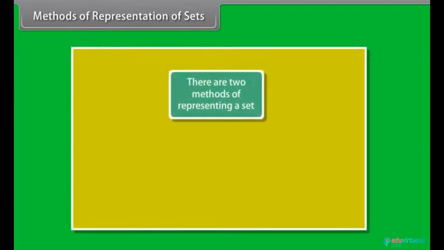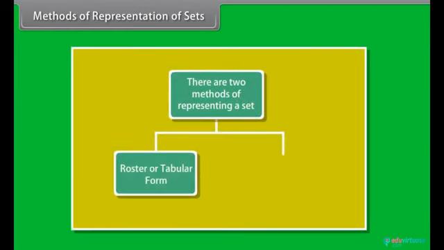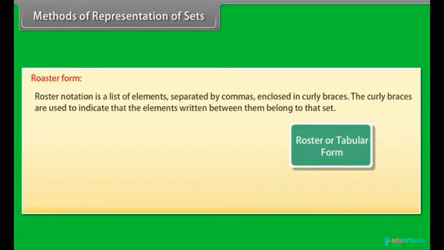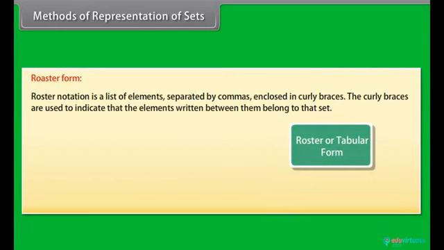Methods of representation of sets. There are two methods of representing a set: roster or tabular form and set builder form. Roster form. Roster notation is a list of elements separated by commas enclosed in curly braces. The curly braces are used to indicate that the elements written between them belong to that set. Let's look at some examples of sets listed with roster notation.